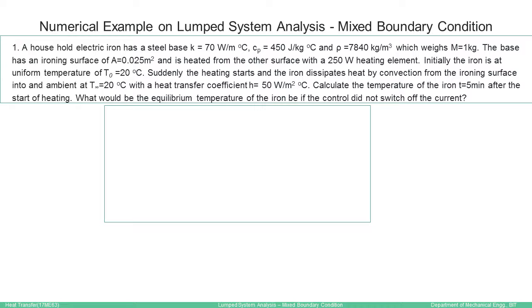Initially, the iron is at a uniform temperature of T₀ equal to 20 degrees Celsius. Suddenly, the heating starts and the iron dissipates heat by convection from the ironing surface into an ambient at T∞ equal to 20 degrees Celsius with a heat transfer coefficient h equal to 50 watt per meter square degree Celsius. Calculate the temperature of the iron t equal to 5 minutes after the start of heating. First question, that one. And what would be the equilibrium temperature of the iron if the control did not switch off the current?